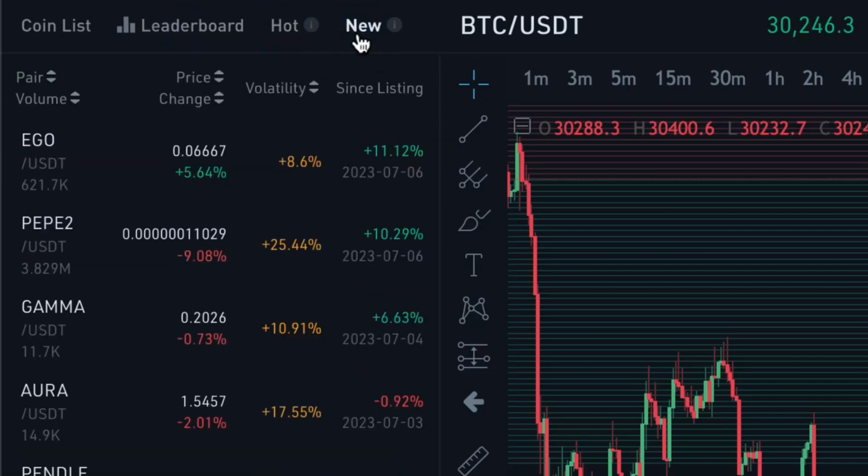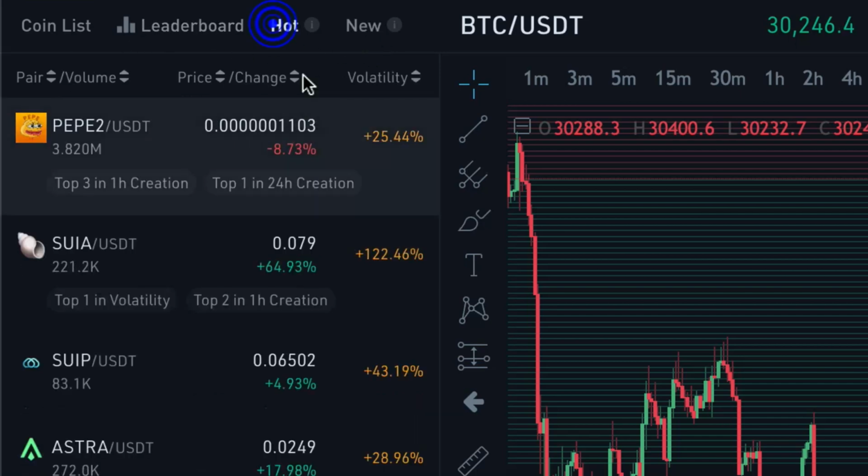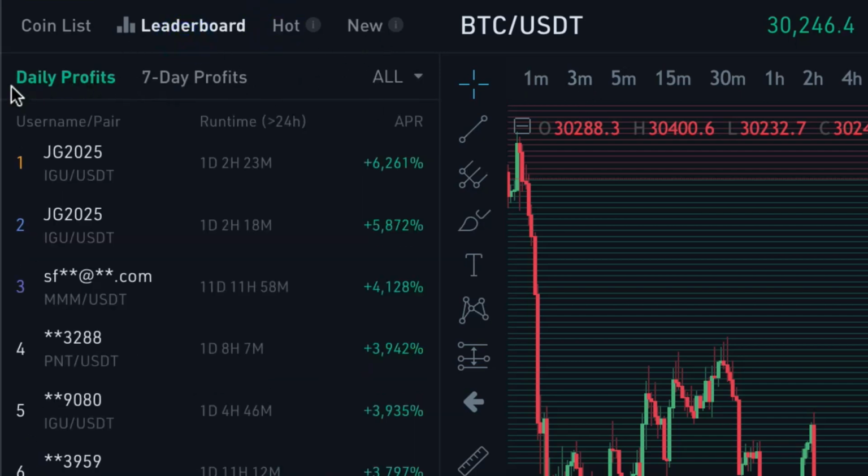For me personally, I would avoid new, and I would just check out the hot and the leaderboard. If you look at the leaderboard, they have a daily profit where you can see how much people are making on their bot. This is the expected APR if they run this bot for a year, but don't get it twisted. These numbers are going to be skewed. Don't expect to make 6,261% in a year by copying this on the leaderboard, okay?